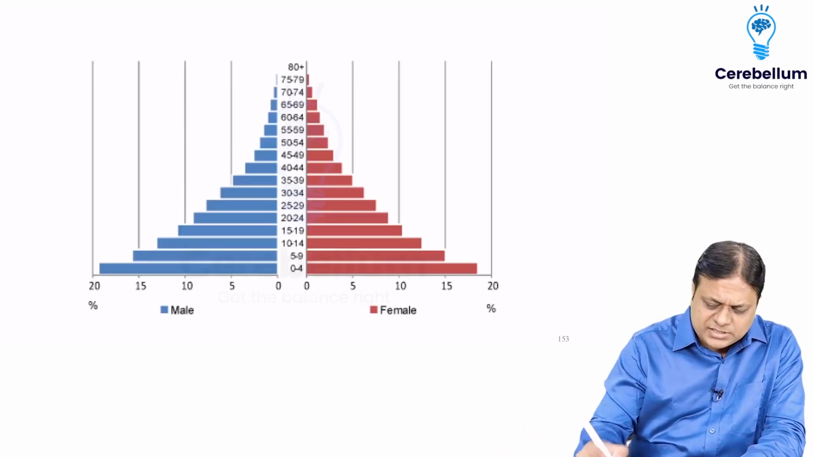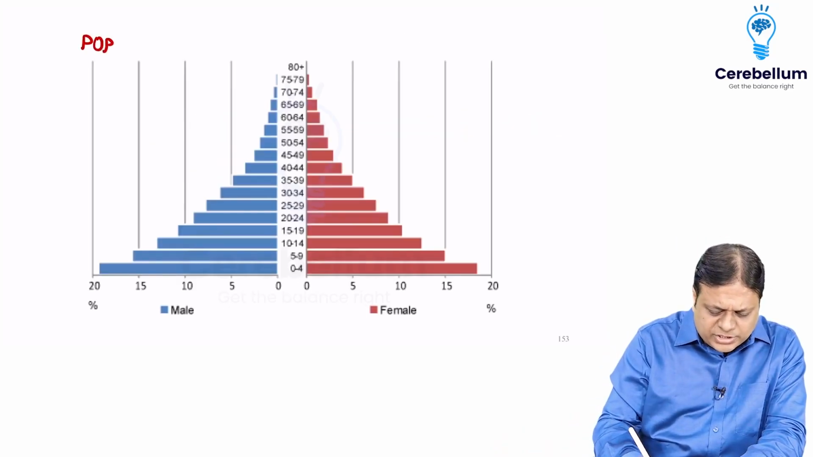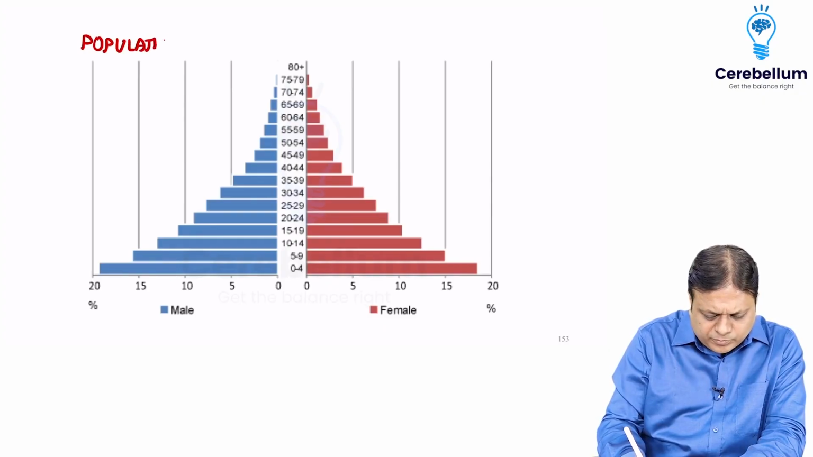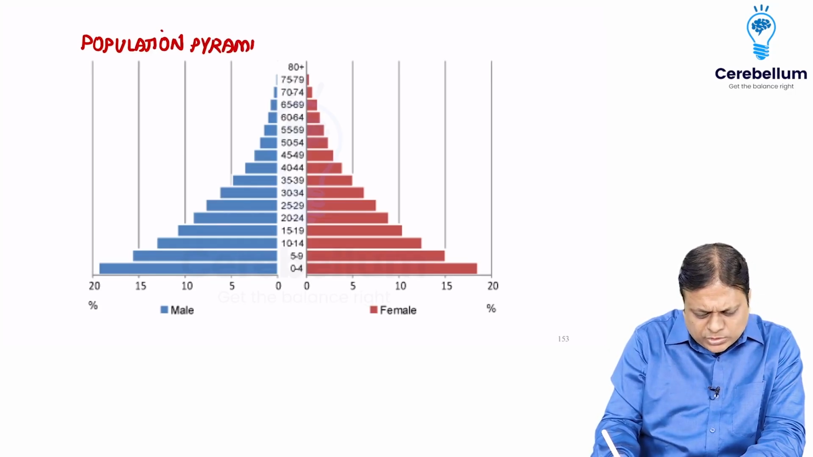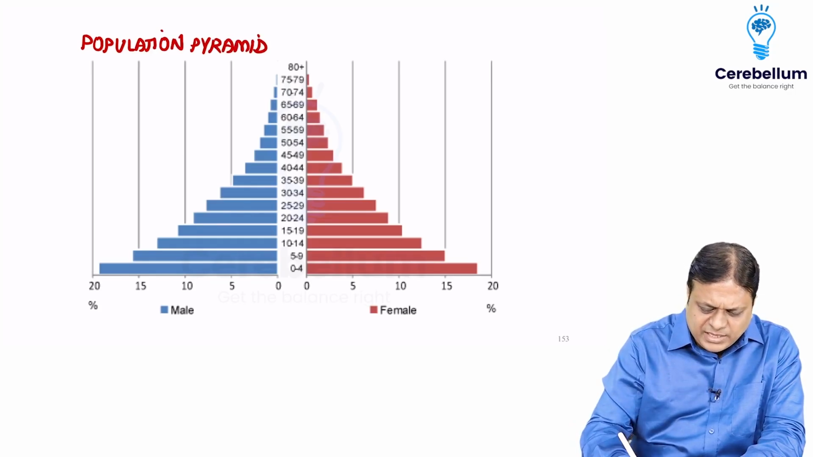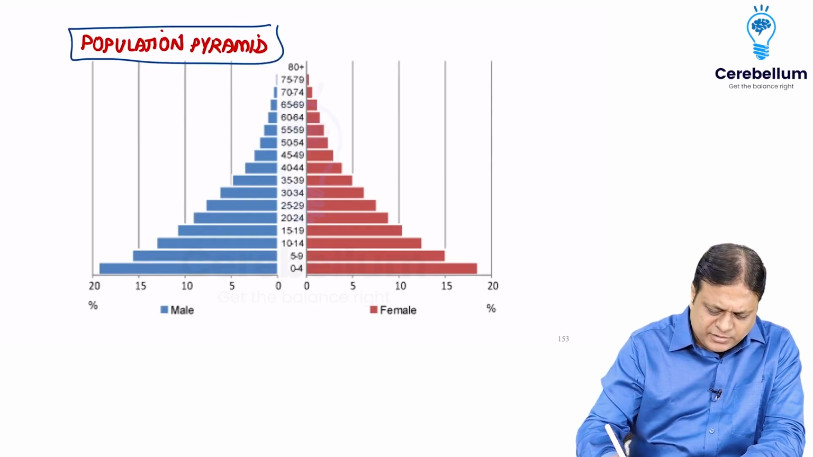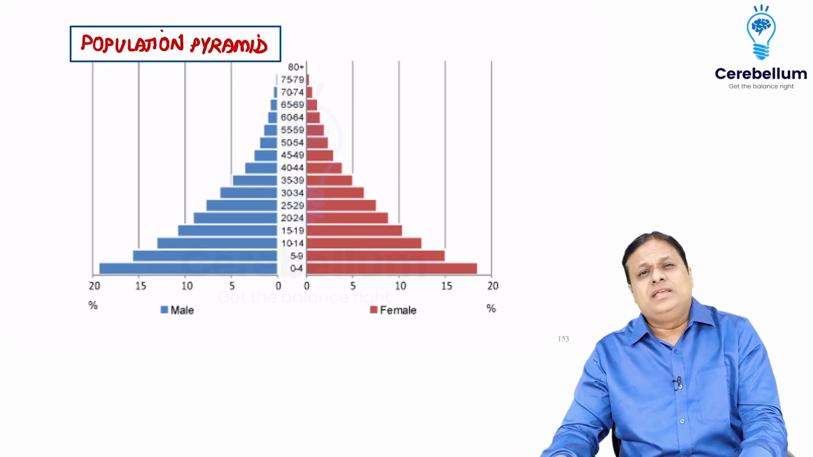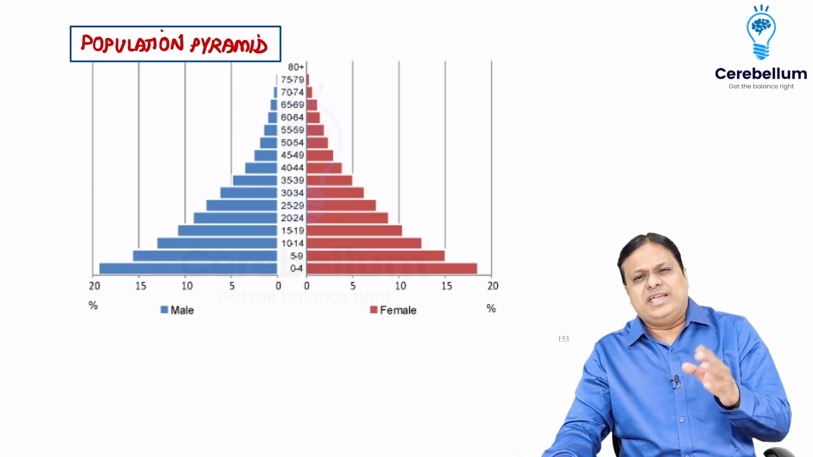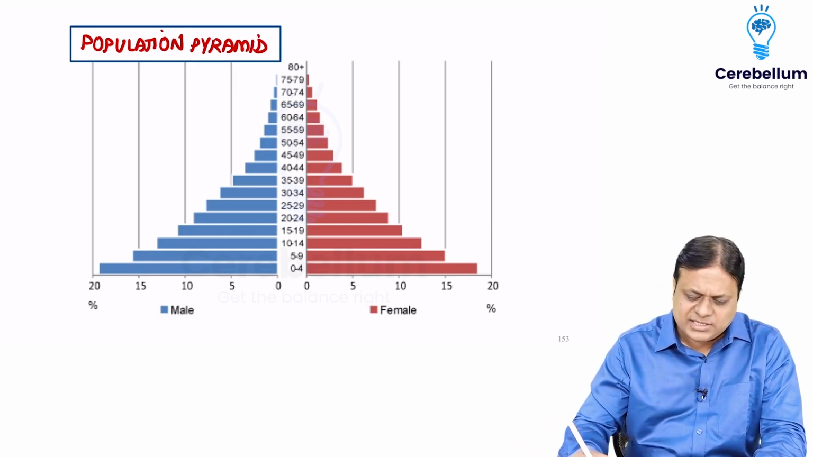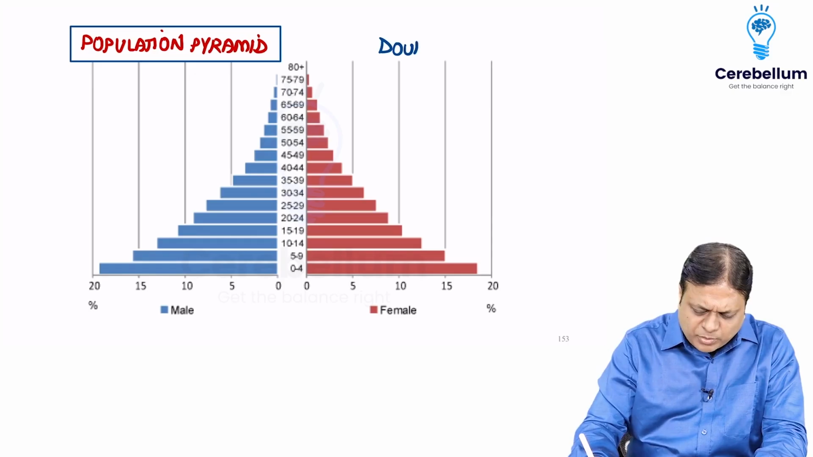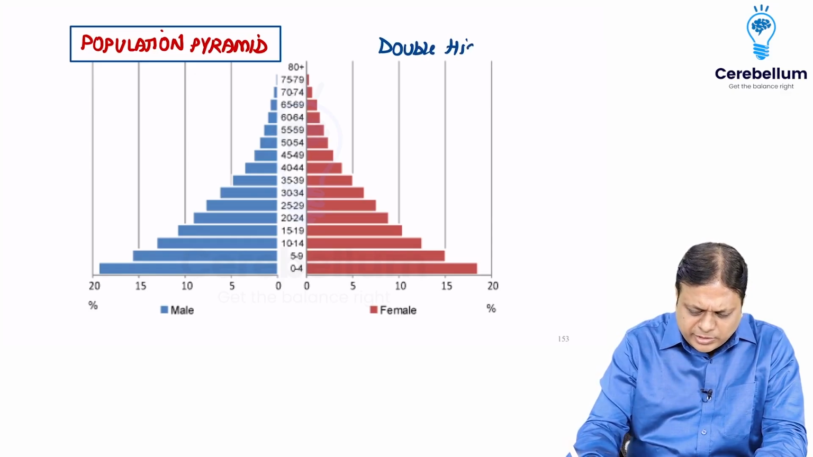This diagram is population pyramid, also known as age sex pyramid, which is drawn between age 5 yearly intervals on y-axis and sex female male percentage population on the x-axis. This is actually a type of double histogram.